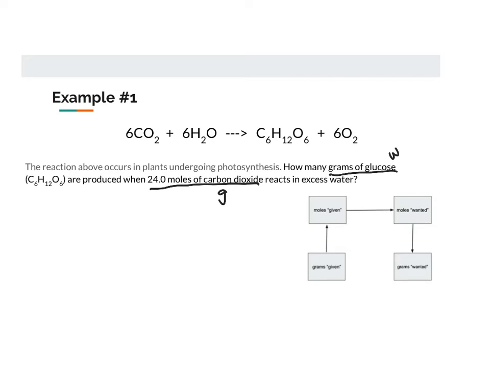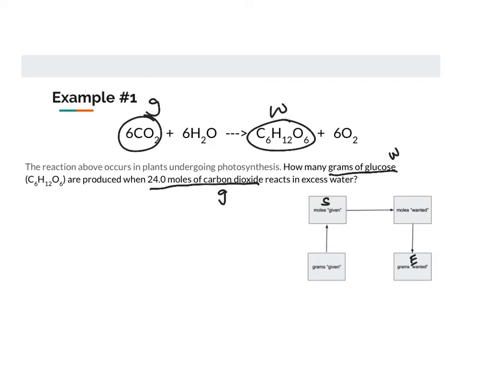Now, along with labeling it in the problem, I'm also going to label it in my balanced chemical equation. So I'm going to circle glucose, that's my wanted, and carbon dioxide is my given. These are the only 2 substances that I should have in my dimensional analysis grid. All right, the next thing I'm going to do is look at this flow chart that we have, and see where we are starting and where we are ending. It looks like it's giving me 24.0 moles of the given, the carbon dioxide, so this is where I'm starting. And then I'm trying to get to grams of glucose, or the wanted, so this is where I'm ending.